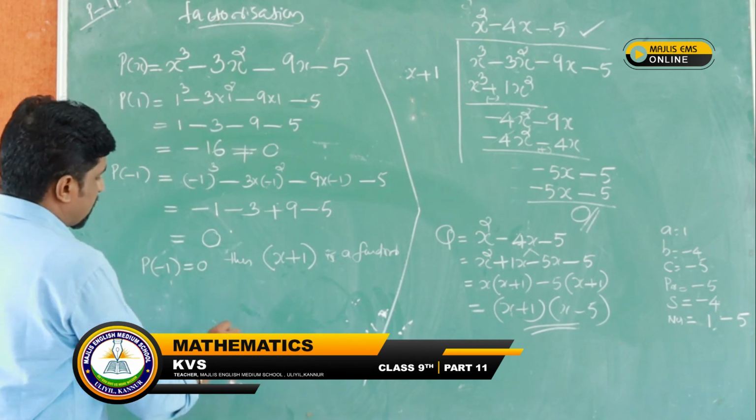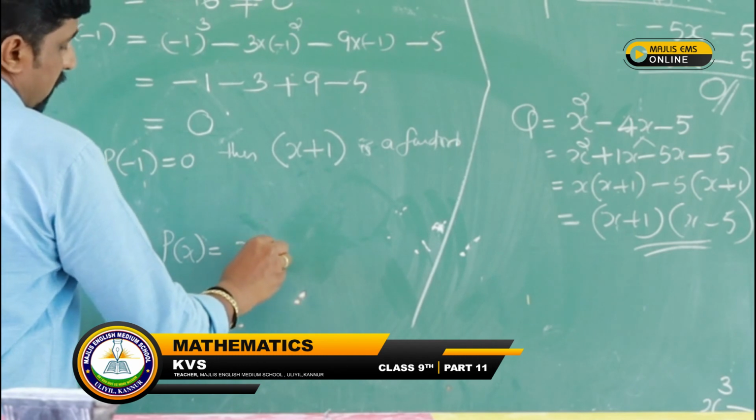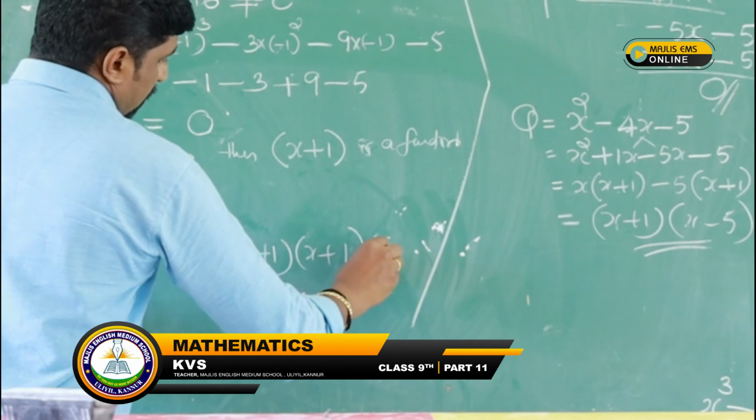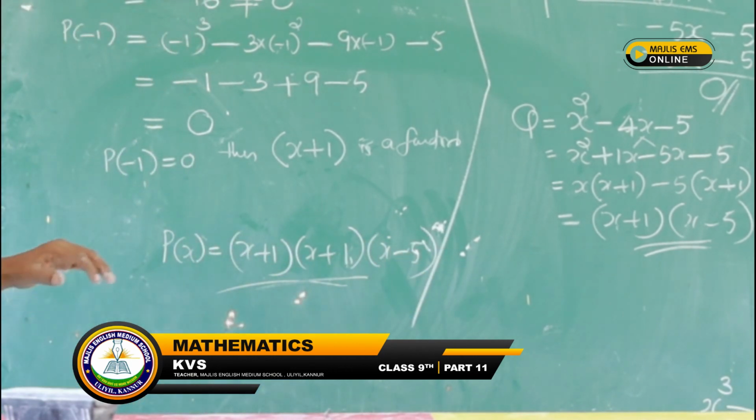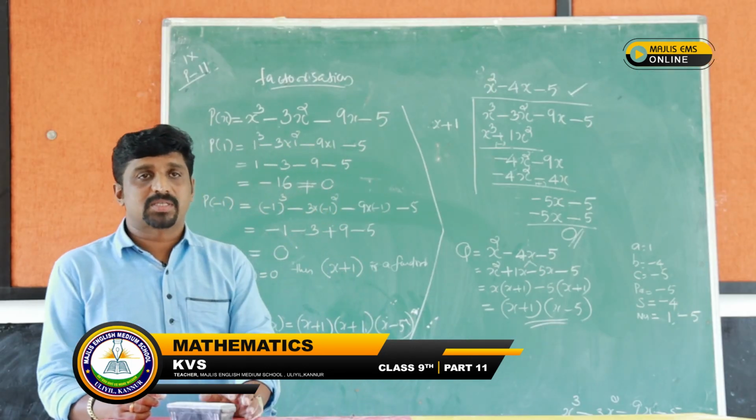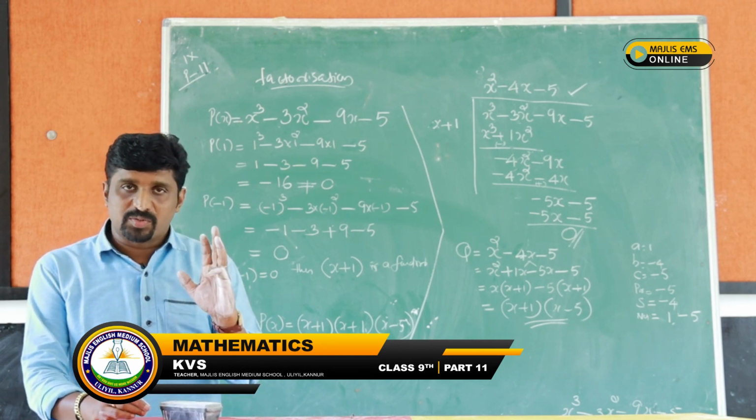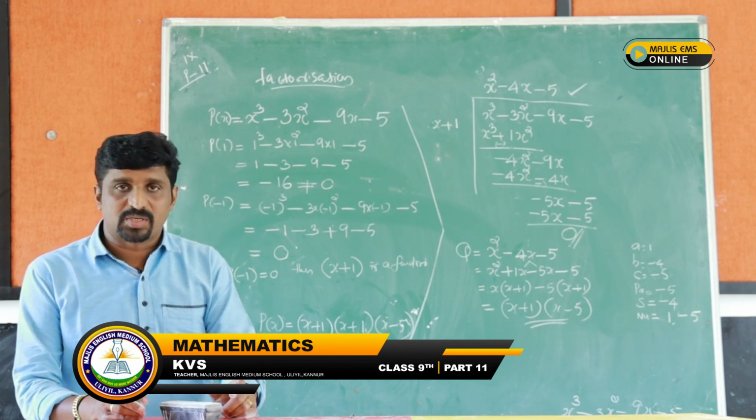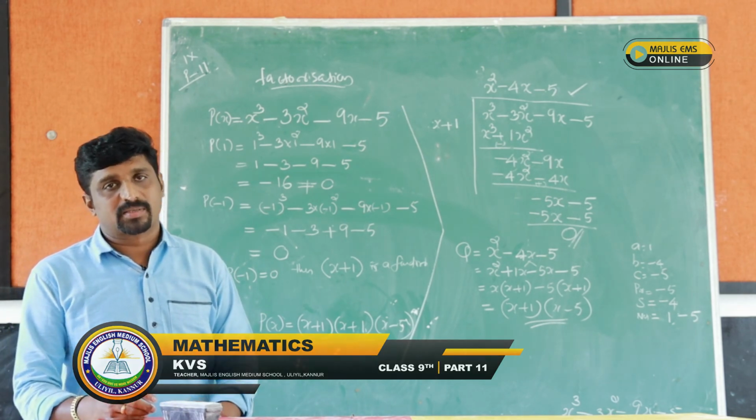Therefore, finally you write P of x is equal to x plus 1 into x plus 1 into x minus 5. This is the final answer, the factorization of the cubic polynomial. Value of polynomial we used here, division used here, factorization of quadratic polynomial used here. You can practice the problems again and again, then you will get more ideas.